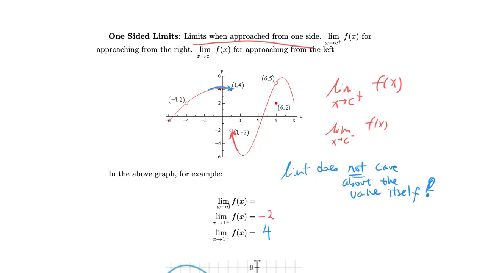Then let's do one more example. The limit as x approaches 6, this is just a normal limit. You just consider both sides. Again, the value itself doesn't matter. On both sides, they agree to 5.